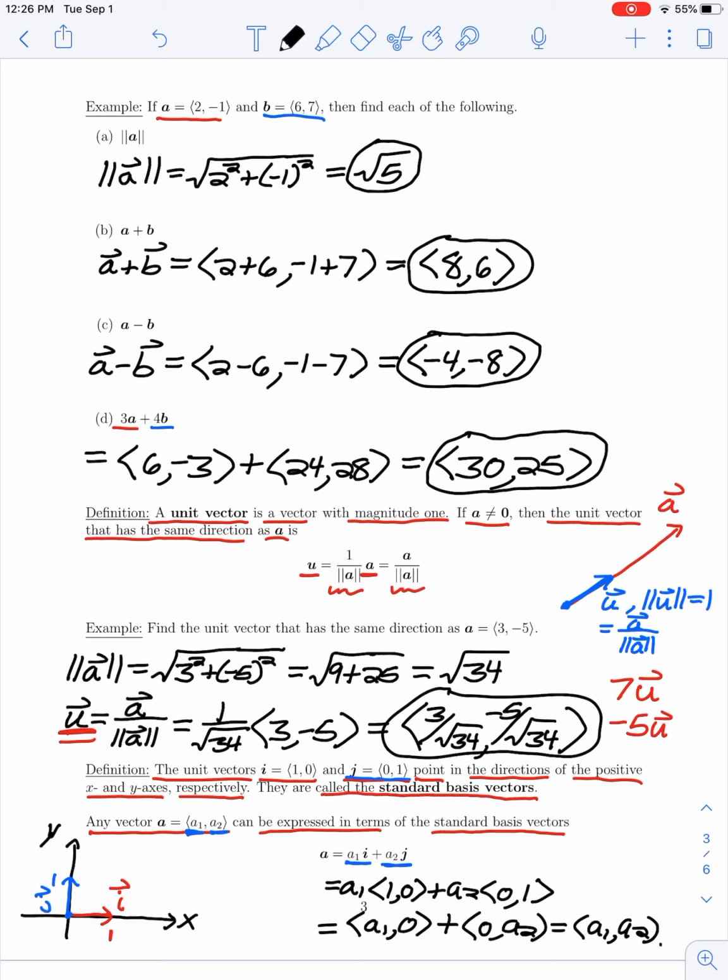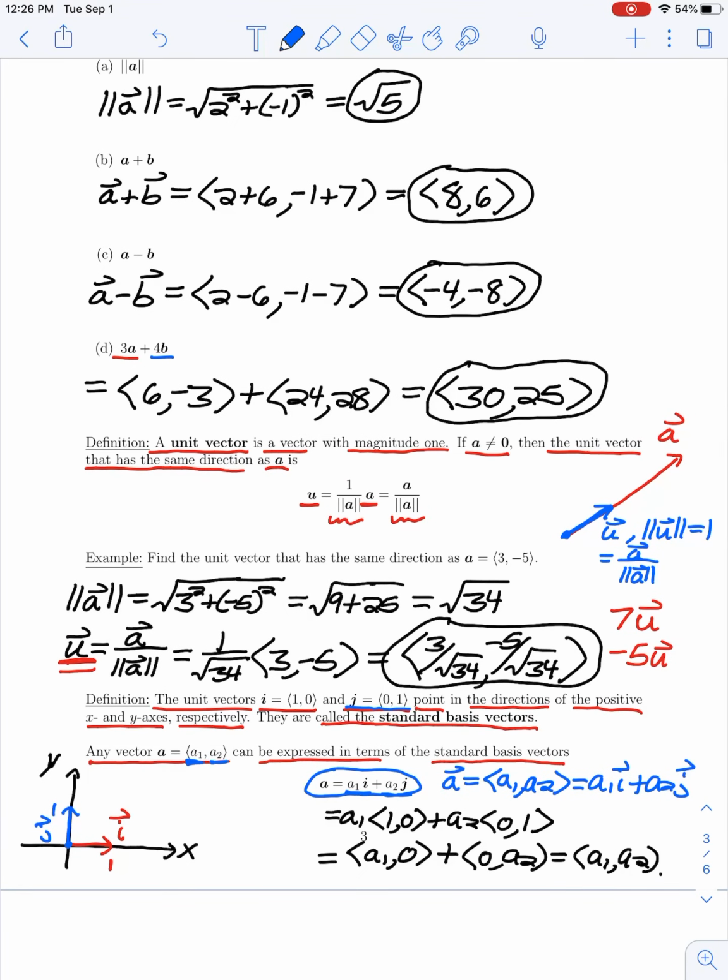So any vector in 2 dimensions can be written in terms of these standard basis vectors. So we'll use both notations throughout the course. We will denote vectors A either using the angled bracket notation, like a1, a2, or we will use the notation a1 times the standard vector i plus a2 times the standard vector j. So just be aware that both of those notations will be used in the course, so just be familiar with the fact that those are equivalent notations of the same vector.